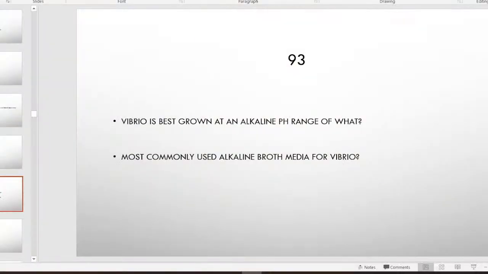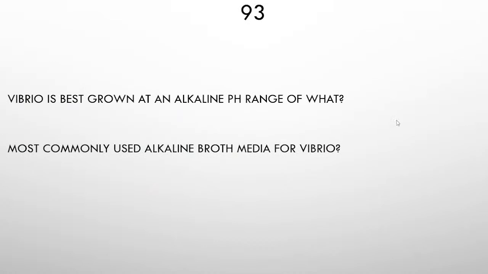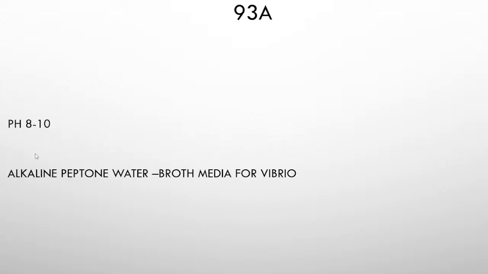Ayan. All right. Now, Vibrio is best grown at an alkaline pH of what? Around 8 to 10. That's the reason why we have alkaline peptone water, just to create a differential environment for them. Vibrio will grow at this range, but all other Enterobacteriaceae, which are usually found in the stool, will grow at 6.5 to 7.5. And Vibrio will grow only in alkaline peptone water. And we use that one in the laboratory as well.